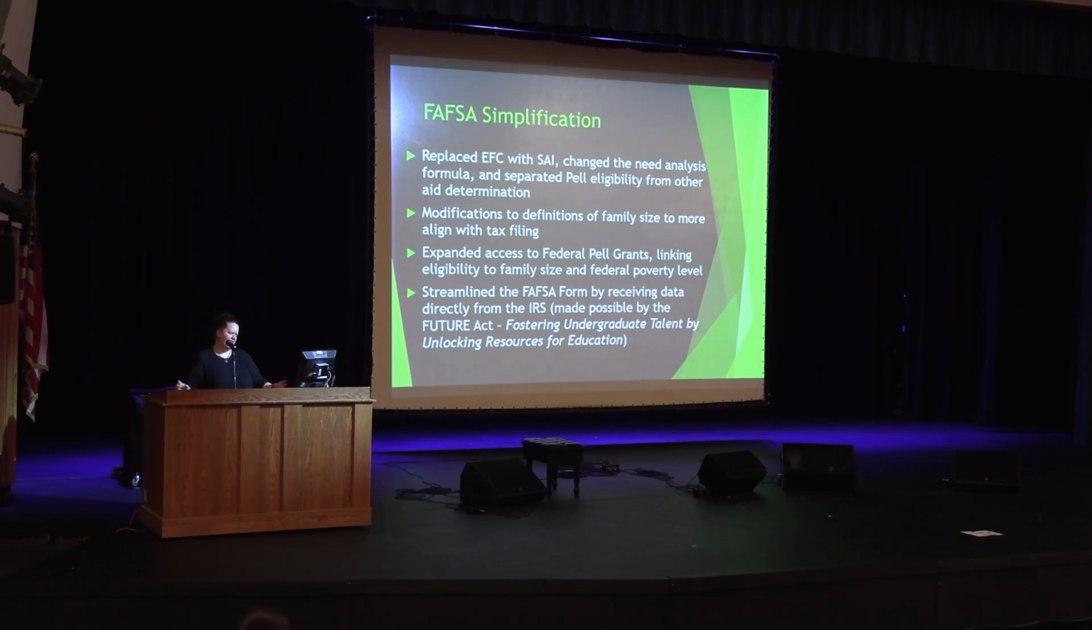They changed the way they calculate family size and number in college, which resulted in issues for some people who have multiple students in college, but you can appeal that specific to your school to have that calculated into your SAI. It expanded access to Pell Grants, and it streamlined the form. It got rid of a lot of questions, and then required the IRS link.